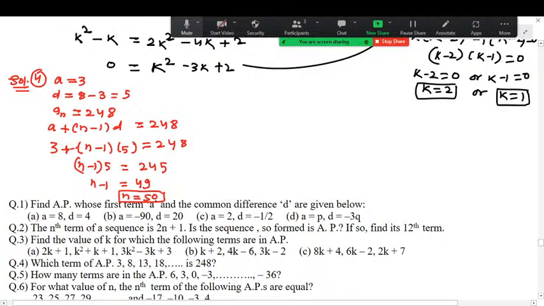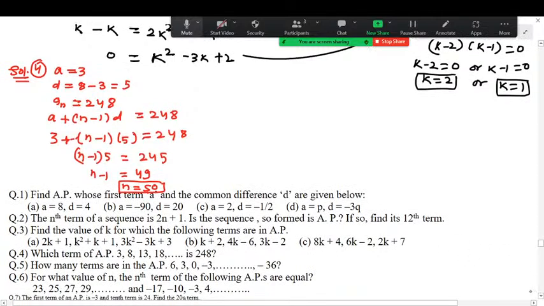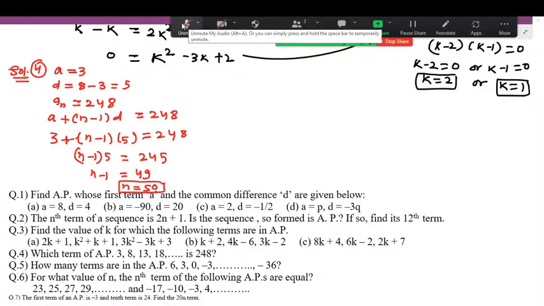How many terms? I'm not going to solve this one. I want you to attempt it now. Please do attempt this, because it's a similar one. I want you to attempt it and tell me the answer. Question 5: How many terms are in the AP 6, 3, 0, minus 3 and minus 36? Take your time and tell me the answer. A is 6 here, right?